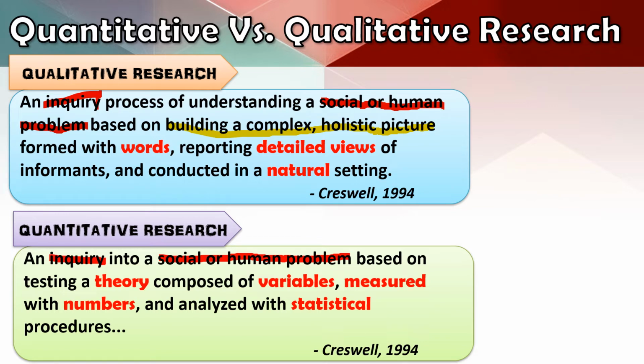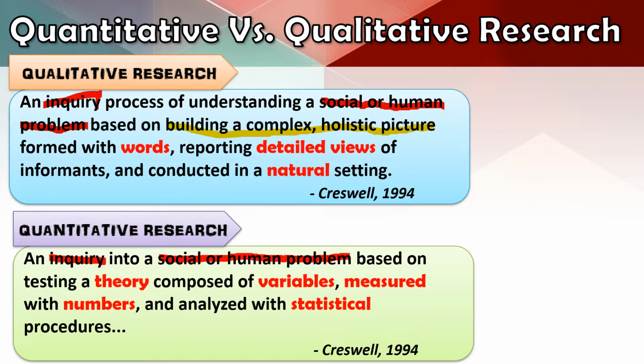So when we say building a complex or holistic picture, qualitative research aims to understand a social or human problem in order to come up with a holistic explanation, a holistic description of the particular topic. So, if I will be conducting a qualitative research, my goal with my respondents is that I want to build a general, holistic picture of the topic that I am researching on.